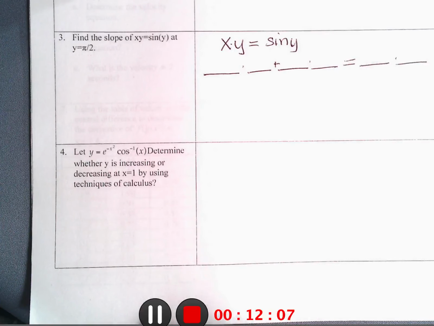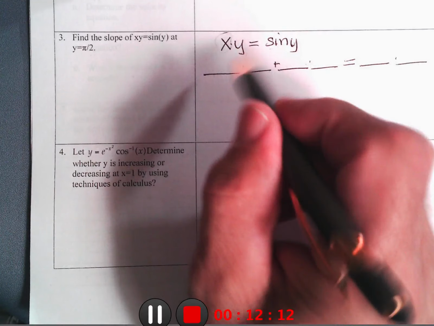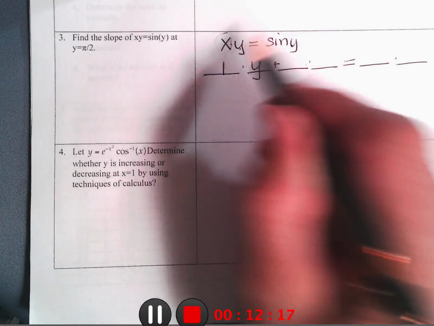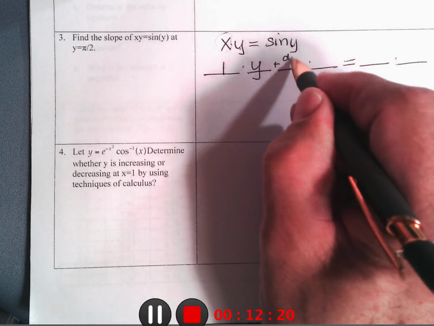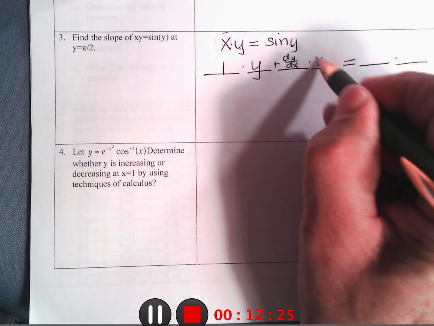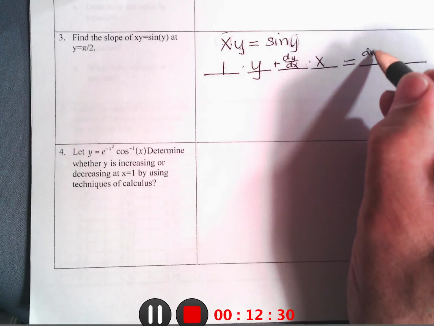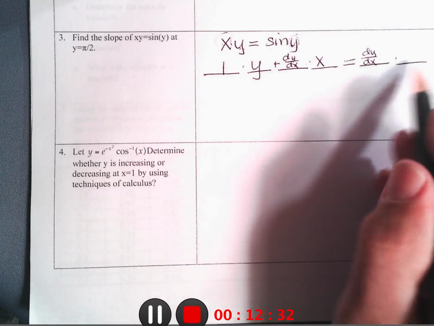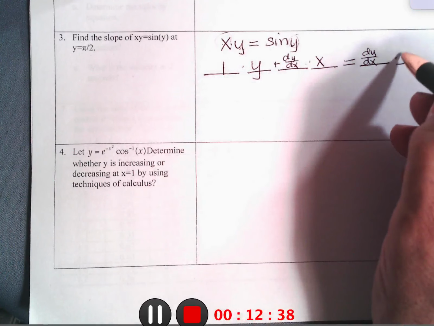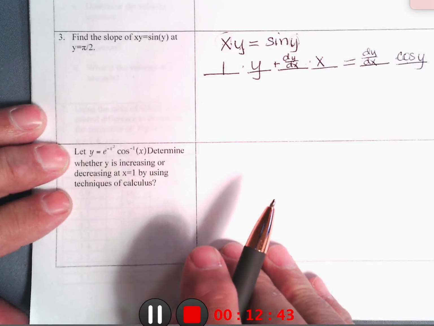So let's go to the product rule. That's the derivative of the first times the second plus the derivative of the second. Now the derivative of y is dy dx times the first. And then over here, the derivative of y is dy dx. And then we have times the bigger picture, sine of something. The derivative of sine of something is cosine of the something. Okay, so here's the equation.